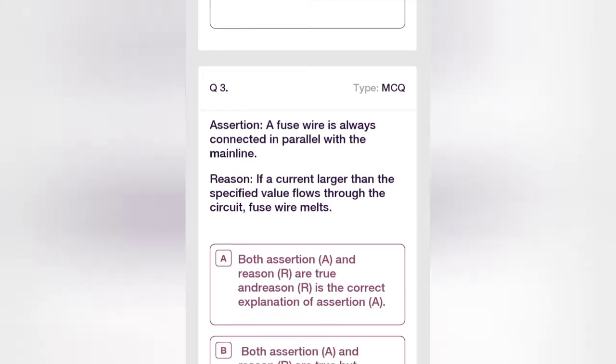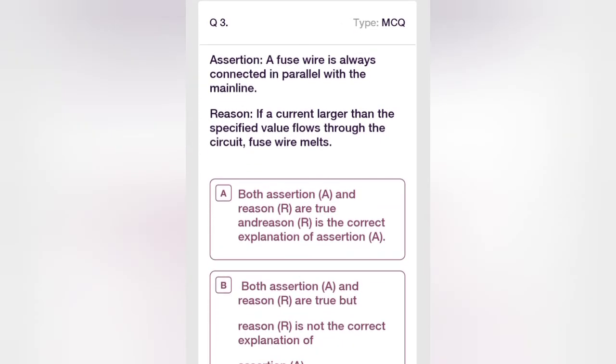Third question. Assertion: A fuse wire is always connected in parallel with main line. And reason: if a current larger than the specified value flows through the wire or the circuit, the fuse wire melts.